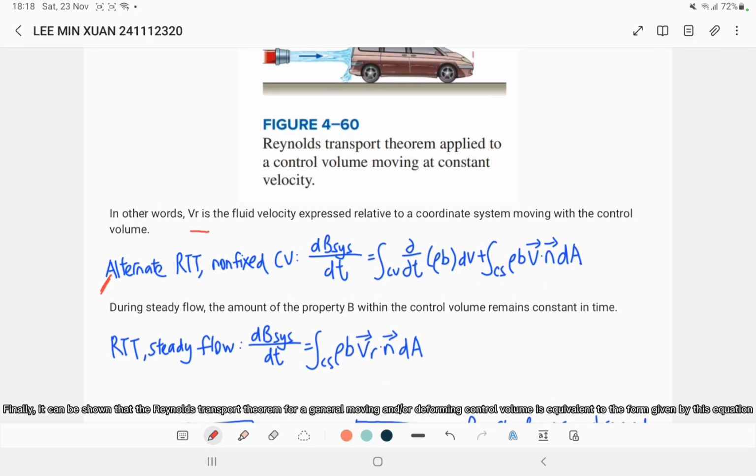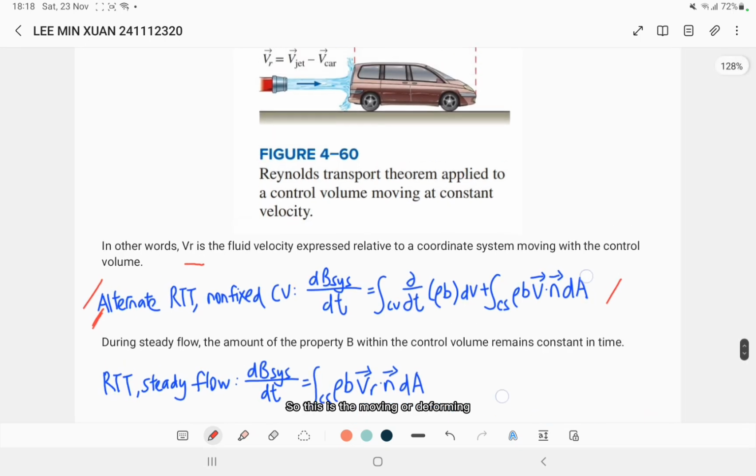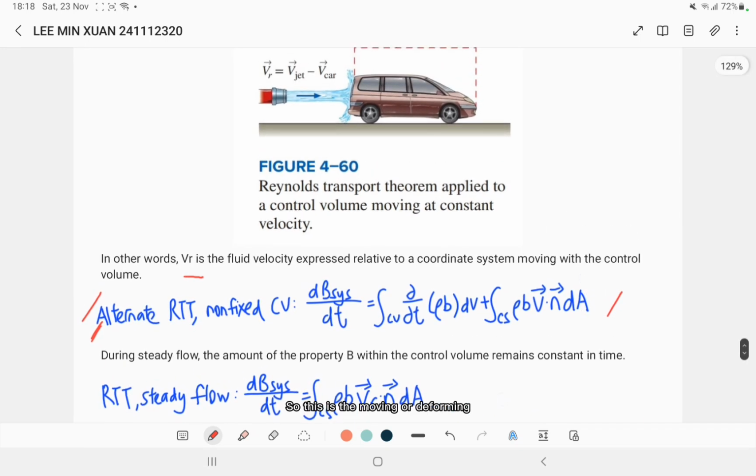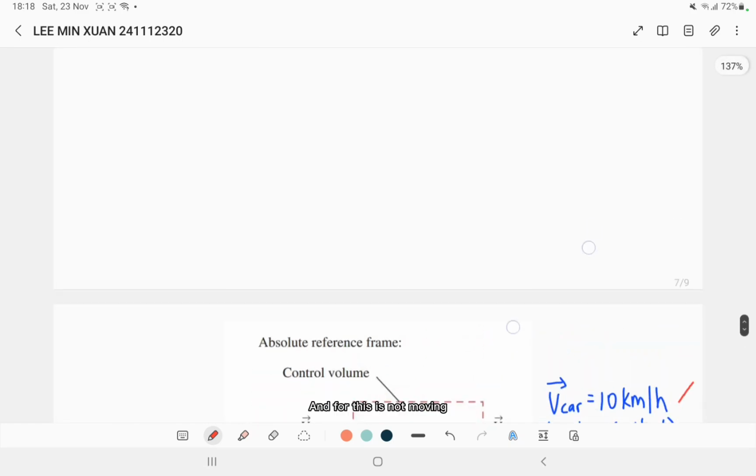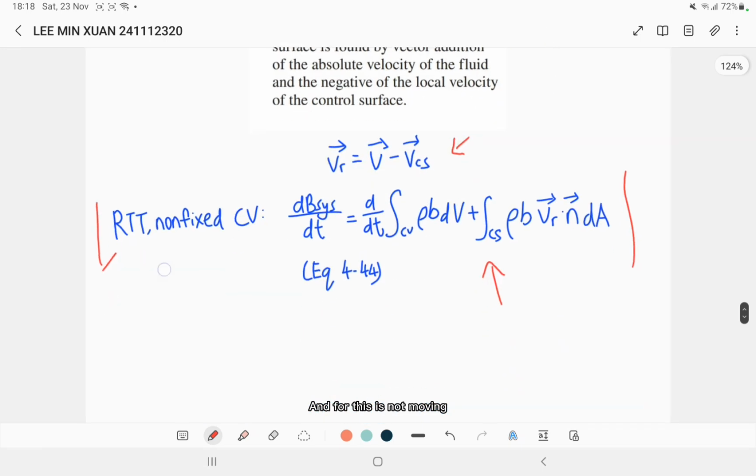So finally, it can be shown that the Reynolds transport theorem for a general moving and deforming control volume is equivalent to the form given by these equations. So this is for the moving or deforming control volume, but for this one, the control volume is not moving.